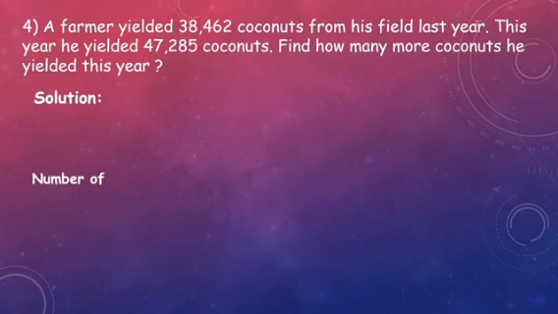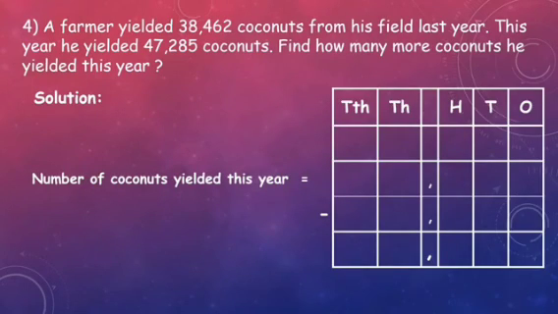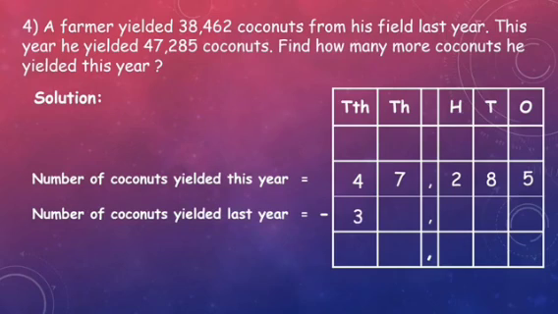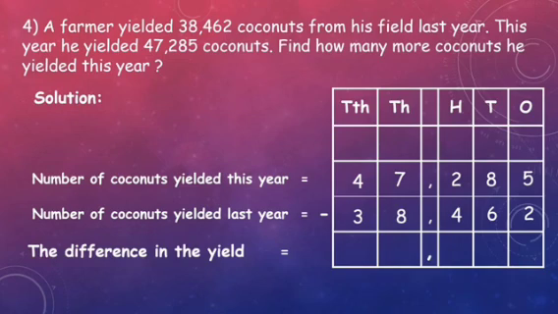So for the solution, number of coconuts yielded this year. We'll have the place value chart written and fill in all the digits. 47,285 is the number. Then the second statement, number of coconuts yielded last year, 38,462. Now if we take the difference, we will get the difference in the yield. So 5 minus 2 is in ones place.